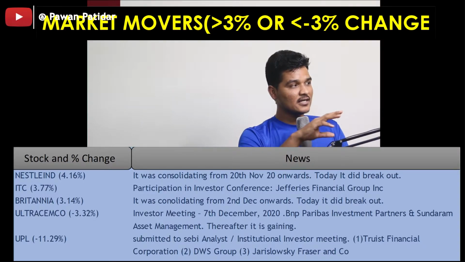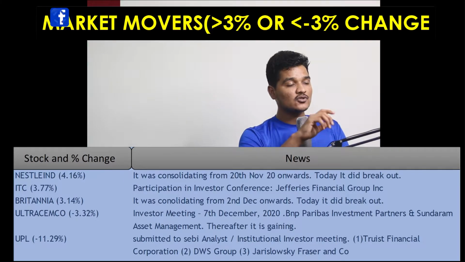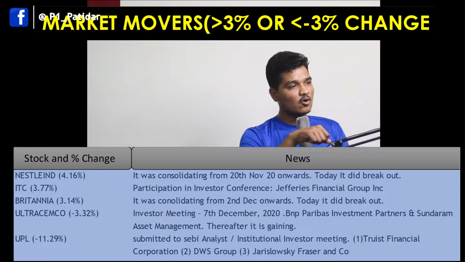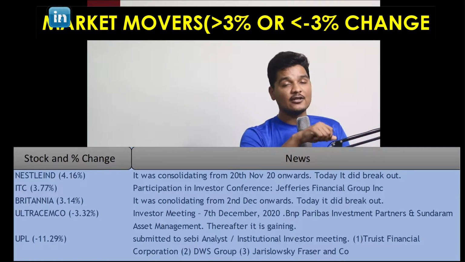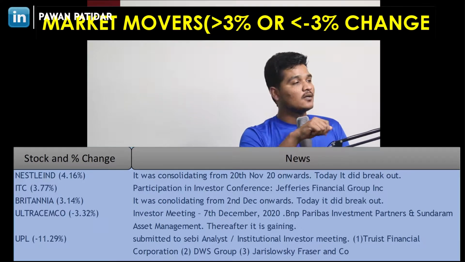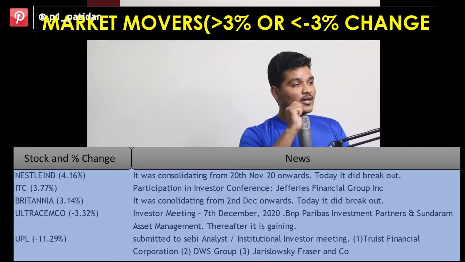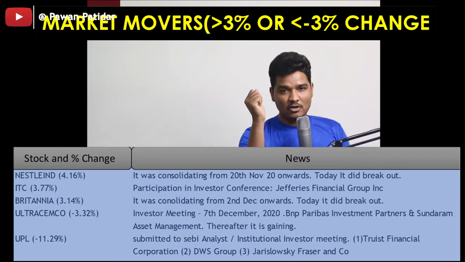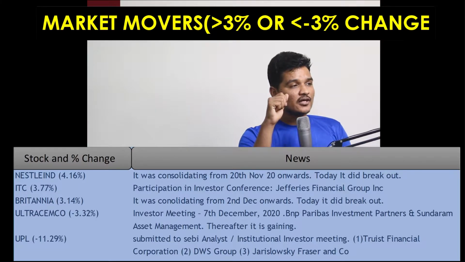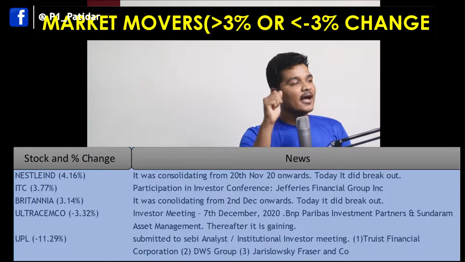Well, if you see here, the first three stocks. Nestle India was consolidating from 20th November onwards, and today it did break out and made a gain of 4.16%. ITC, today it was participating in an investor conference, Jefferies Financial Group Incorporation. Britannia was consolidating from 2nd December onwards, and today it did break out and made a gain of 3.14%.